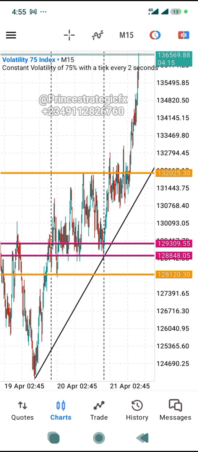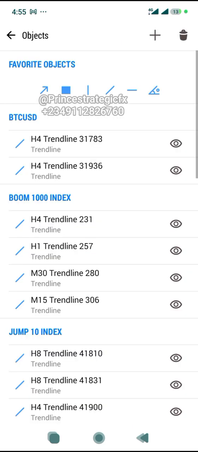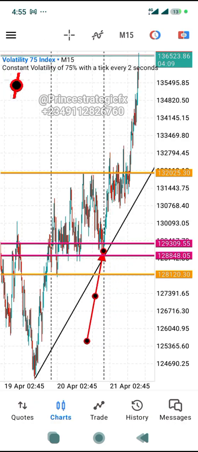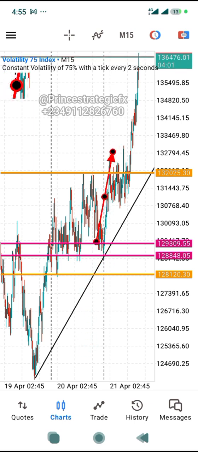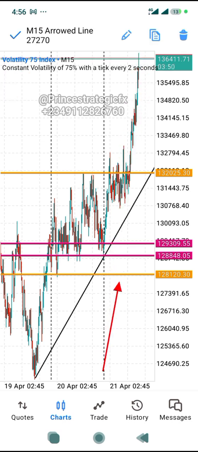Now, this is exactly what we saw. Price couldn't break that particular zone right there. So from there, we had a buy to the upside. Even when there was a consolidation here, price still went all the way to the top.